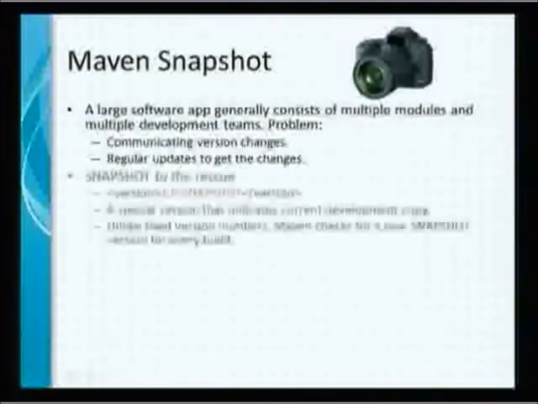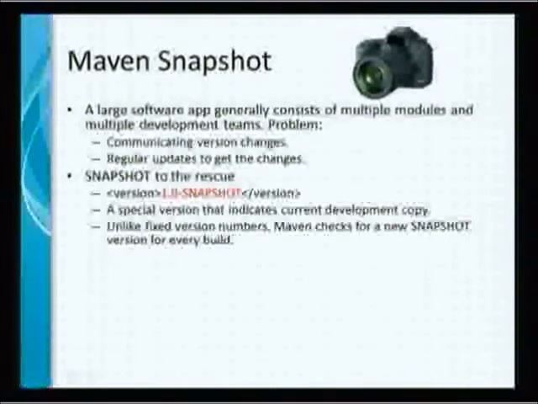So the whole idea of the snapshot is that you specify the version as being a snapshot, which gives it a special version number that says, OK, whatever is currently being deployed. So therefore, you don't have to worry about having the latest jars. It'll actually figure out what that is. So unlike the fixed version where you say, I want that specific version, Maven will check for the new snapshot version when you're doing your builds.